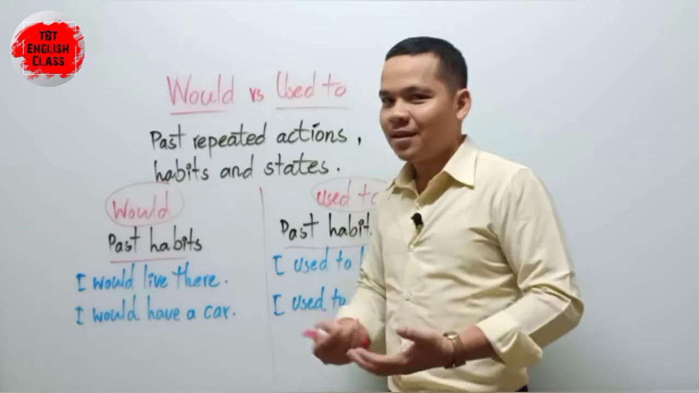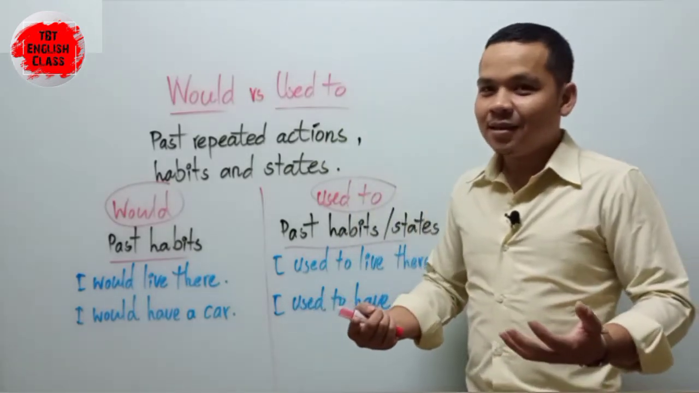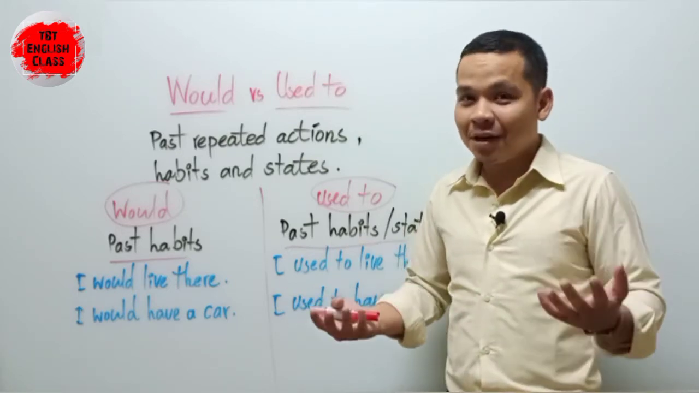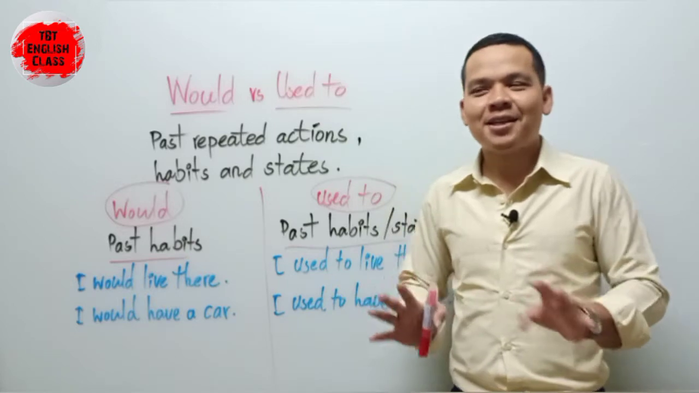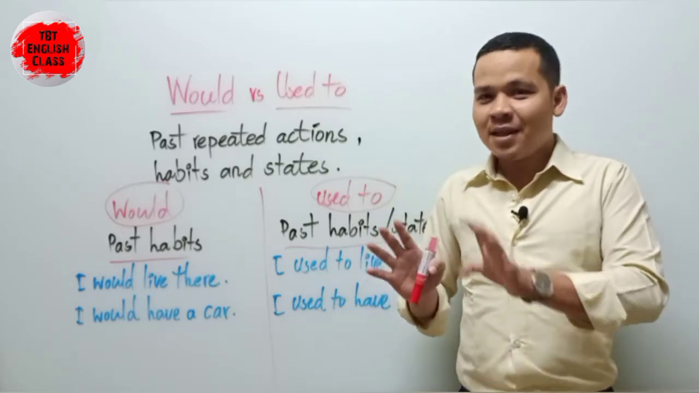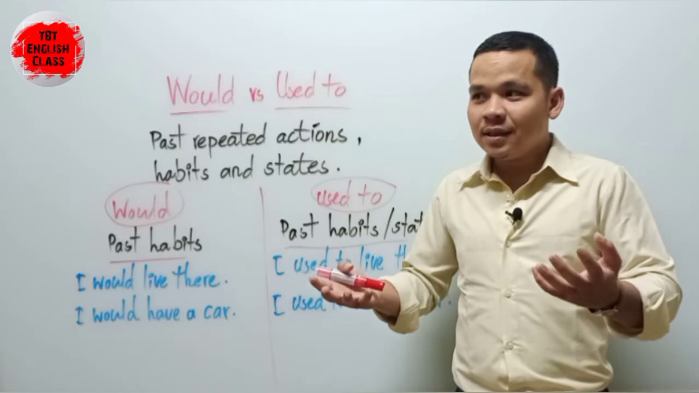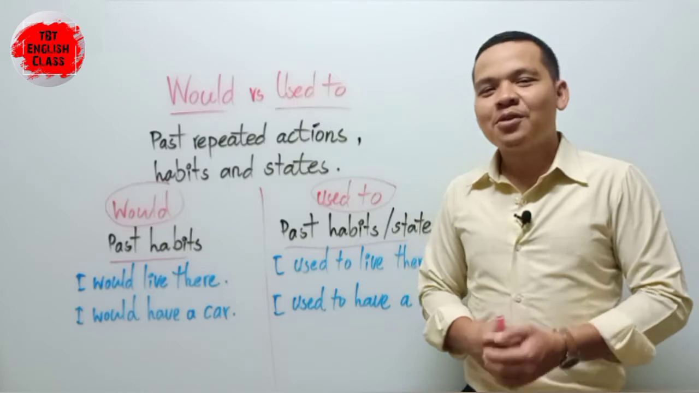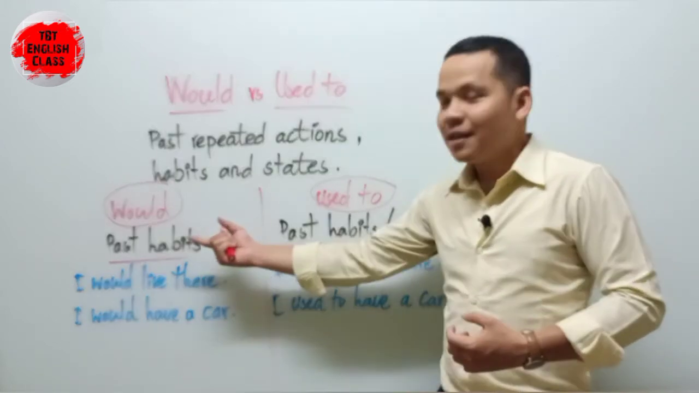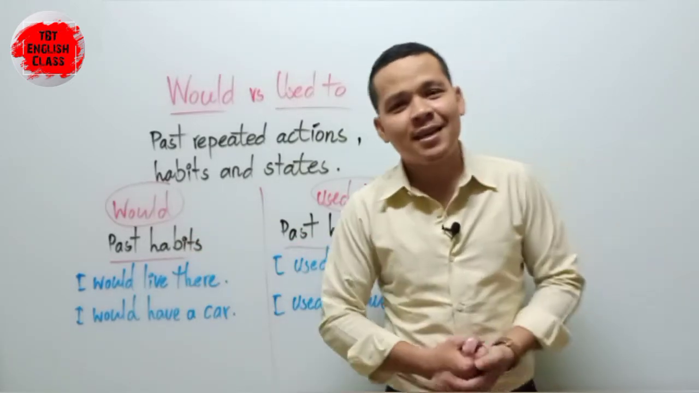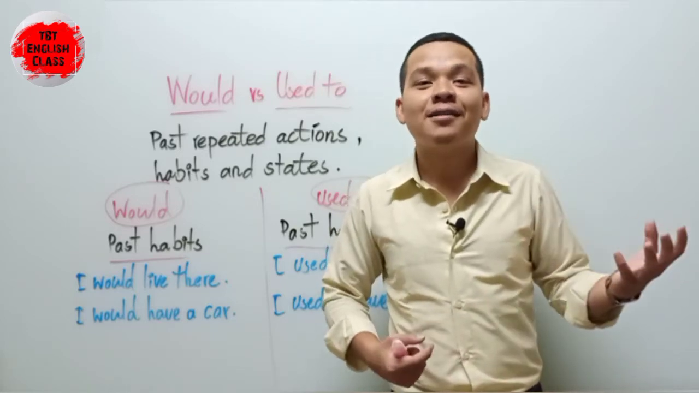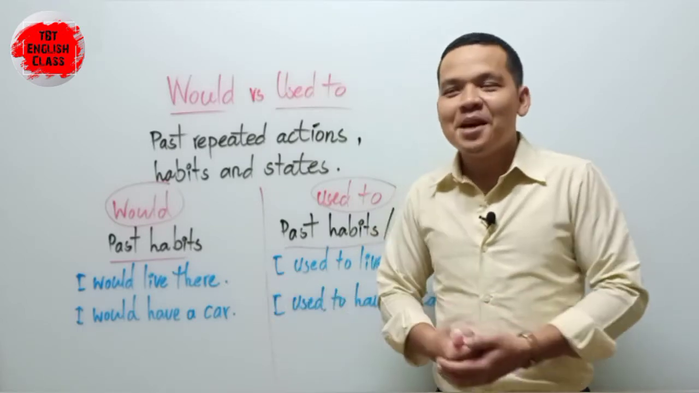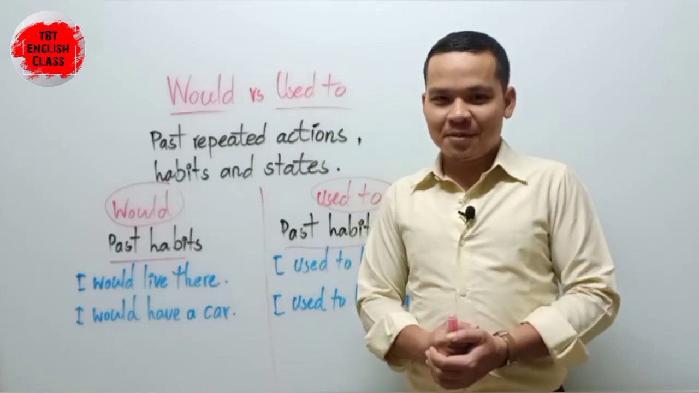Example like think. So you see the action of thinking? No. Feel. You see the action of feel? No. We don't see the action of feel, think, dream, doubt, and so on. All of those verbs we call state verbs. This kind of verb we don't use for past habits with would. You cannot say I would have long hair. You cannot say I would think of you, because we don't see the action of these verbs.